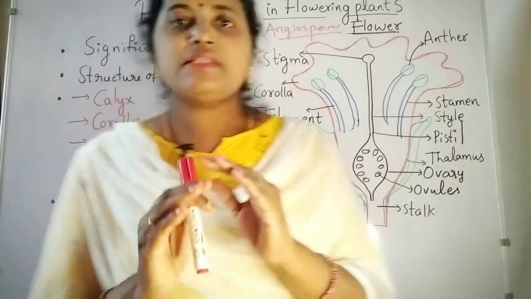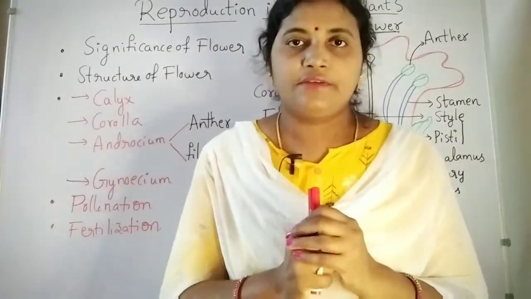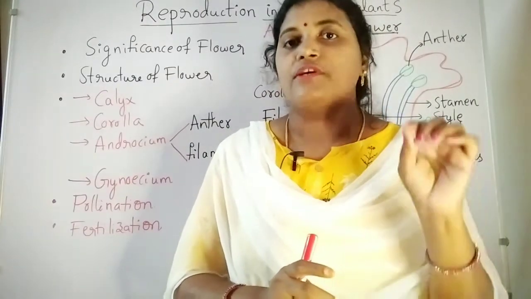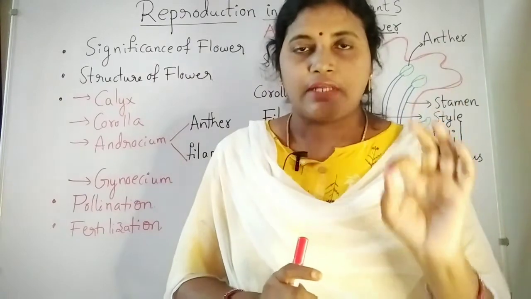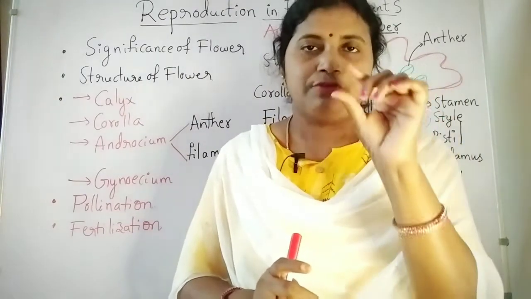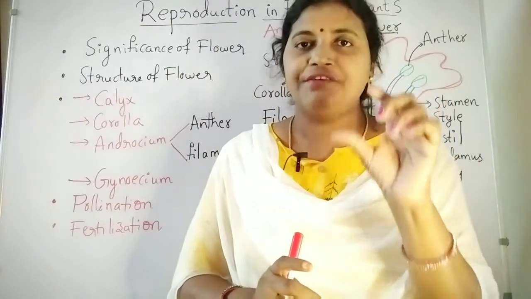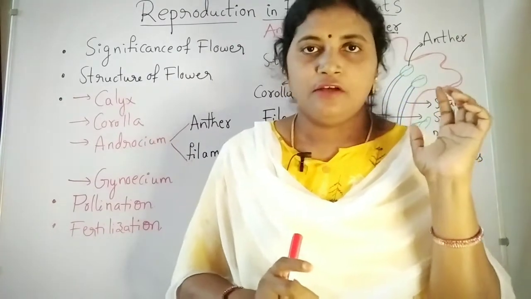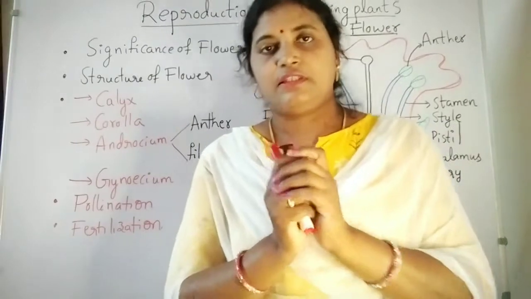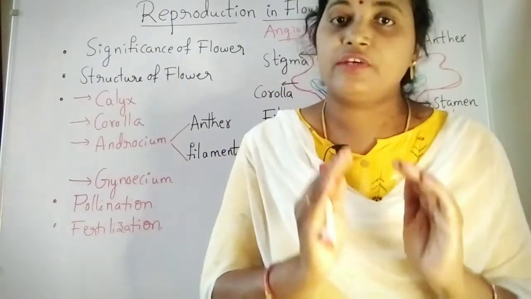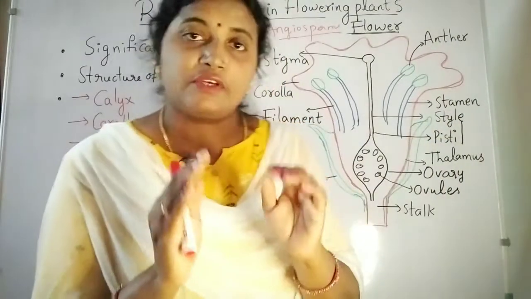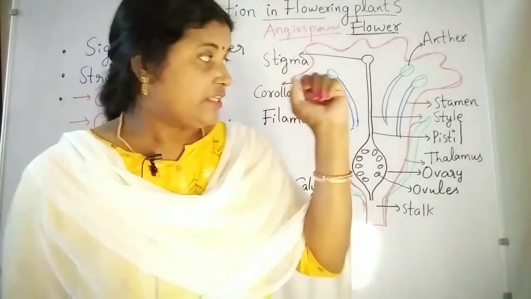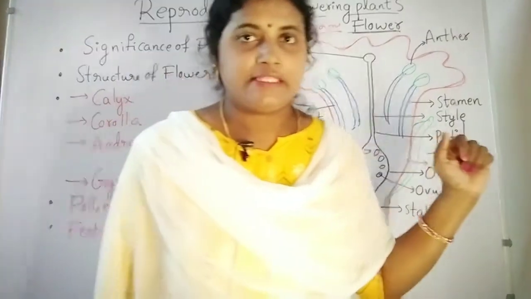First, the significance of the flower. What is the significance? If there is no flower in the plant, there is no chance of sexual reproduction. So that is the main aid for reproduction. The main aid for sexual reproduction is the flower. In the flower, the structure is very important. The structure plays a very important role in sexual reproduction. So once observe the structure. Now we'll see the structure.